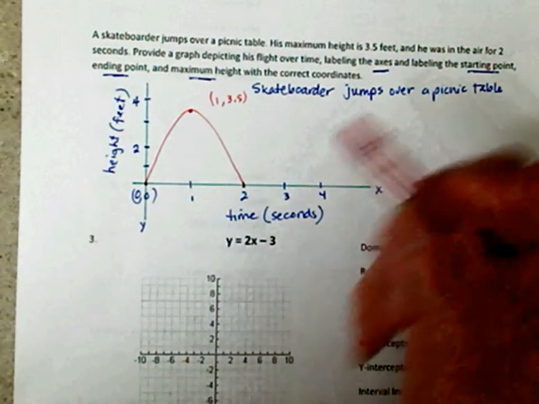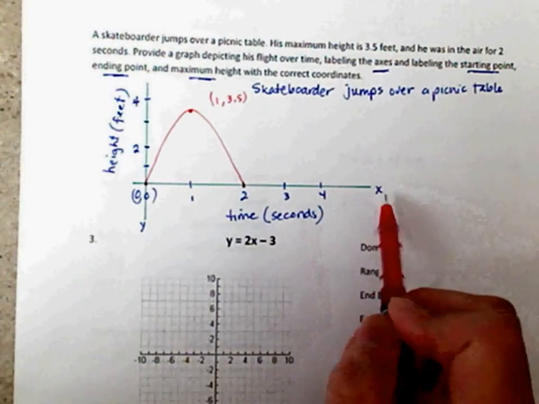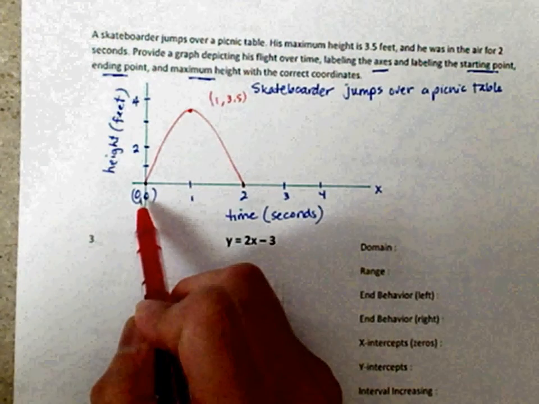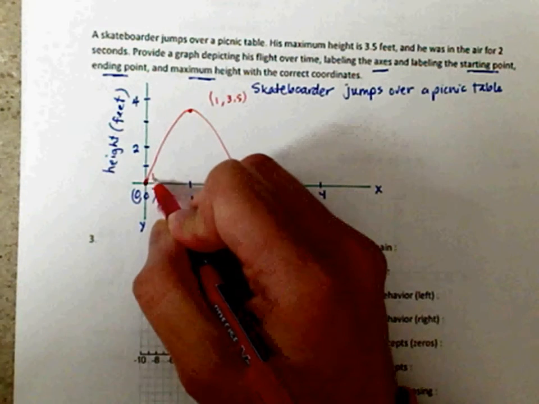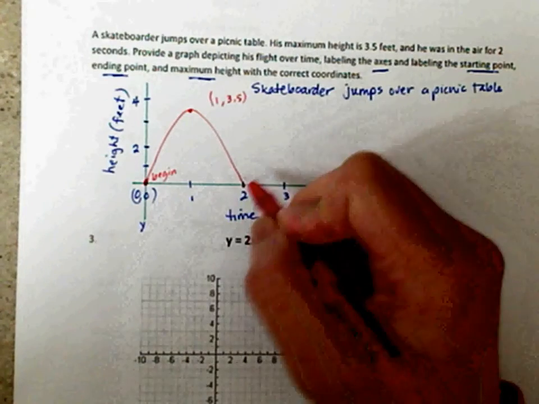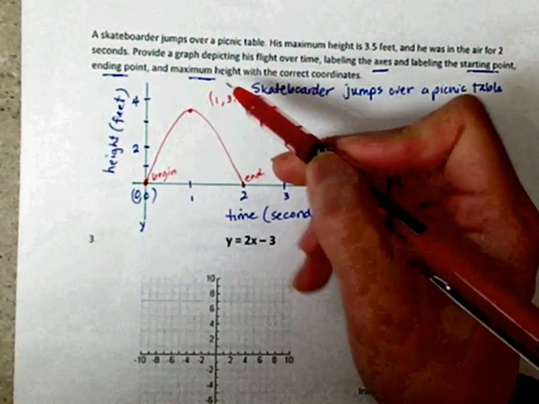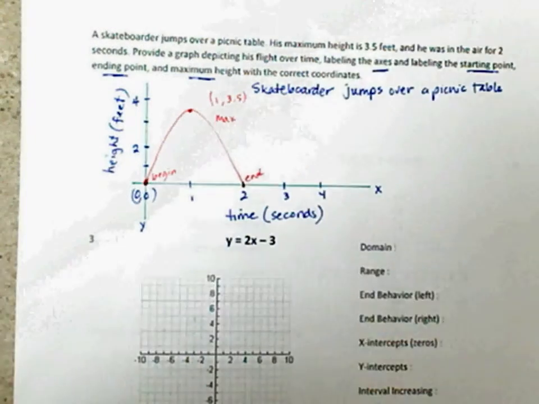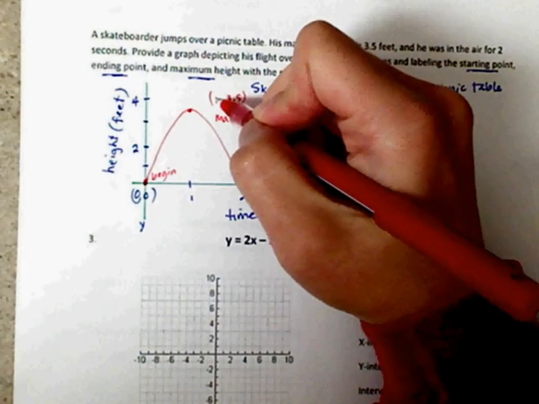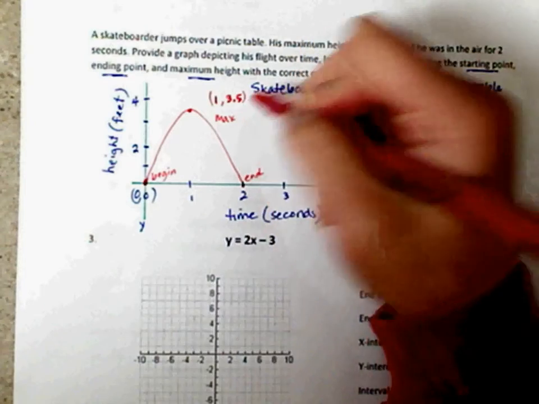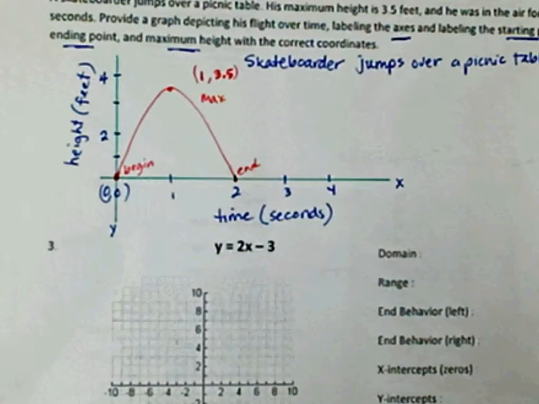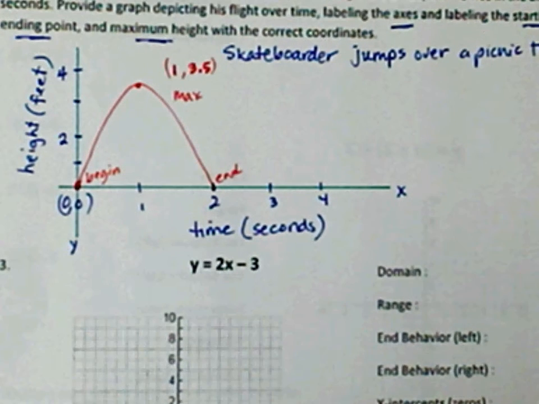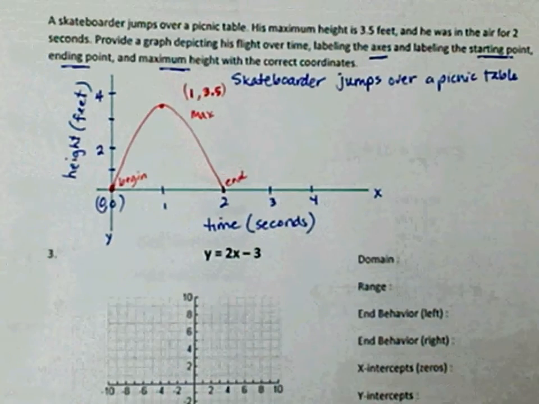So let's label a few things. I have labeled the axis, x and y. I have labeled my starting point. I have labeled my end point. Okay, so he begins here and he ends here, and his maximum height with the correct coordinates. Okay, and here's my coordinate. 1 second at 3.5. And so there you have labeled everything. Let me make this a little bit bigger so you can kind of see the graph. There's your graph. We'll call that number 2 if you like.